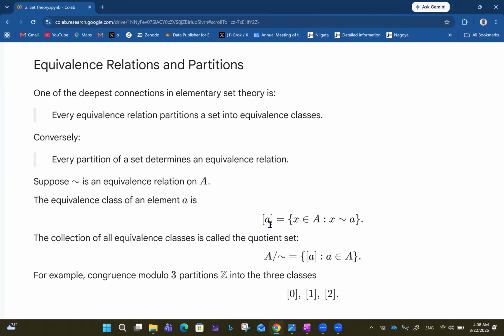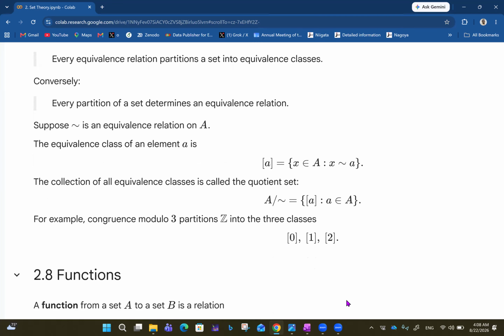Now you have the equivalence class of a, which is the set of all x belonging to A such that x is equivalent to a. So the collection of all equivalence classes is called the quotient set. So A modulo the equivalence, you have the collection of [a] such that a belongs to A. For example, congruence modulo 3 partitions Z into 3 main classes. You have equivalence classes 0, 1, and 2 for congruence modulo 3.